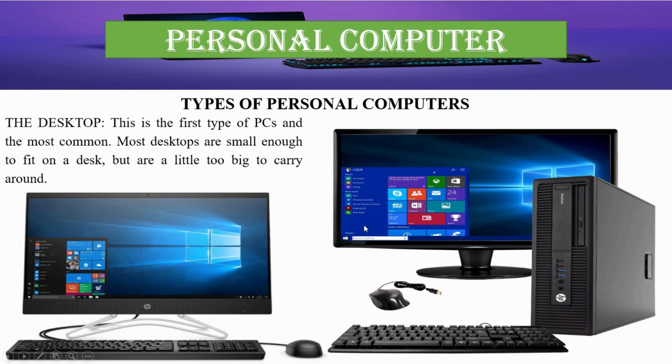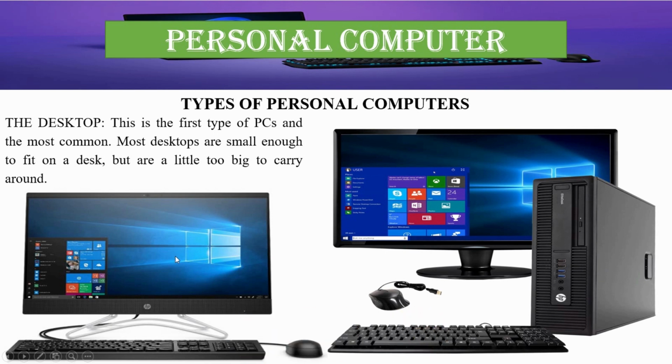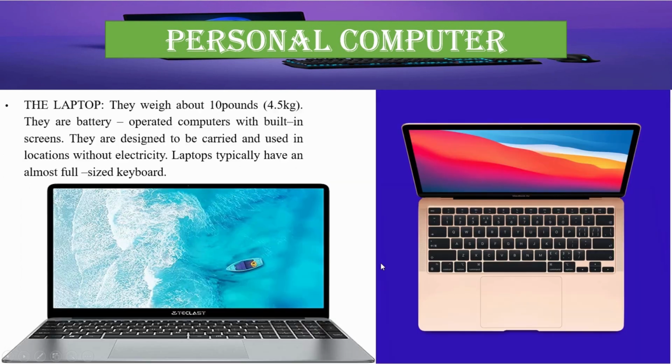This is a typical example of a desktop computer with the system case, which is the CPU, the monitor, the keyboard, mouse, and other things that make up the desktop. This is an example of an all-in-one desktop computer with a CPU and screen or monitor connected in the same place, and you only need to connect the power cable to the PC, the keyboard, and the mouse to start working with it. The second type is the laptop computer.